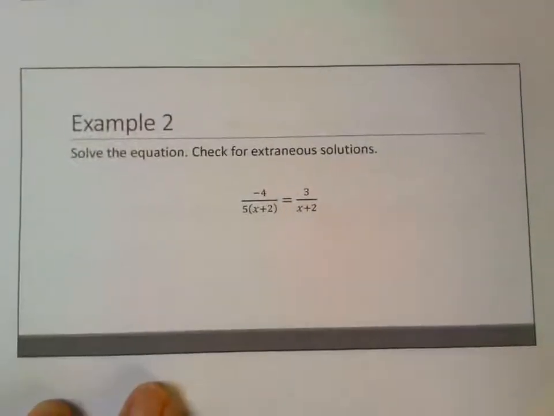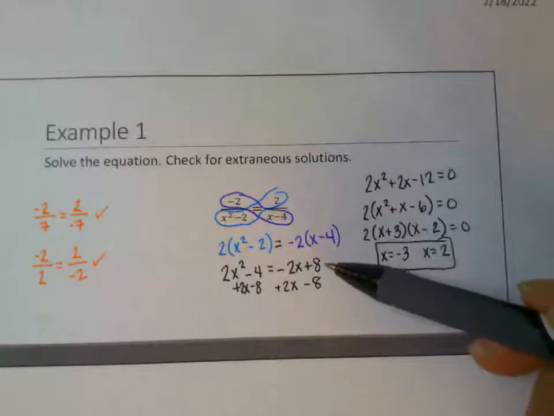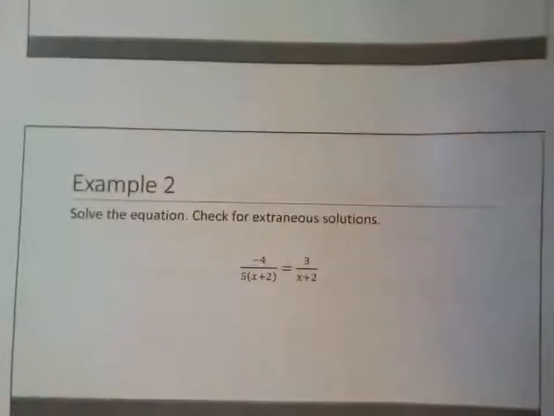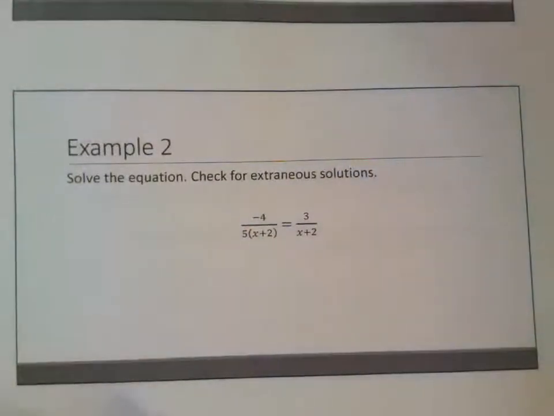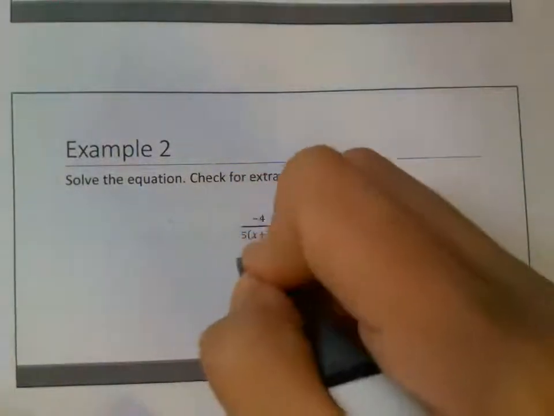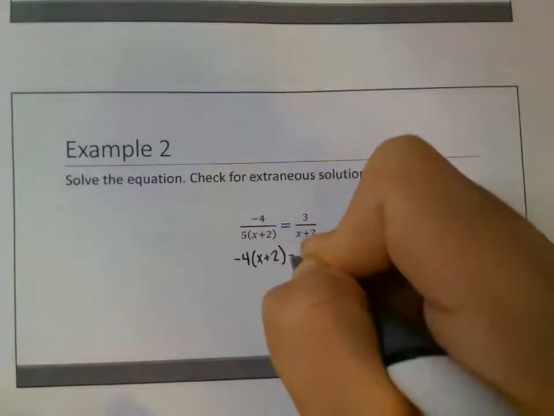All right. So to start this one, go ahead and cross multiply these and see what you get. I want you to stop after it looks like this right here. Go ahead and multiply everything out. All right, we should get, when I multiply -4 times x plus 2, I should have that there.